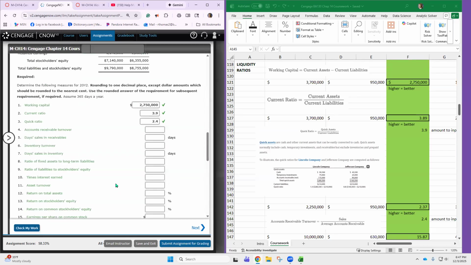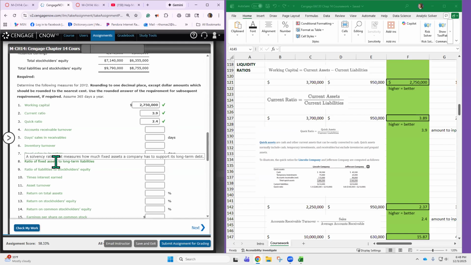So if I mess something up, I go back and fix it easy. All right. So the next four are evaluating accounts receivable and inventory. We've got two to evaluate accounts receivable and two to evaluate inventory turnover.